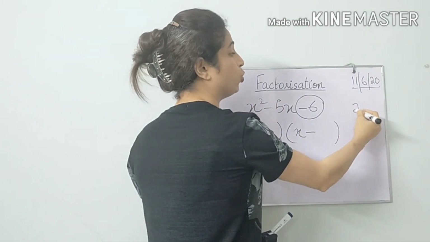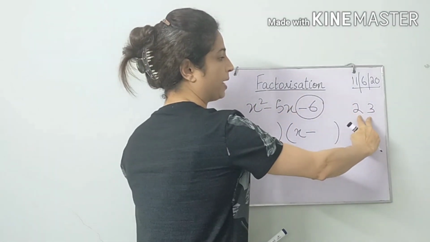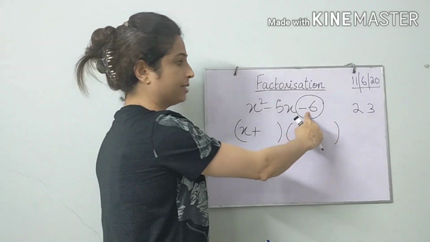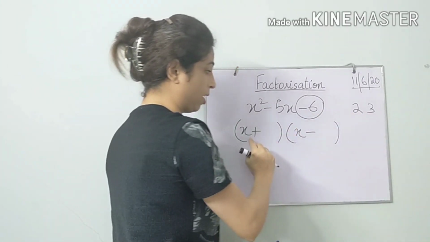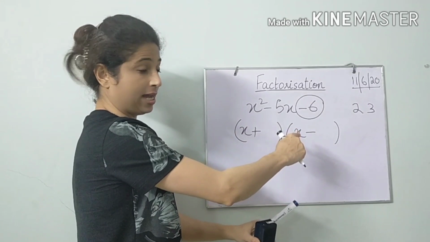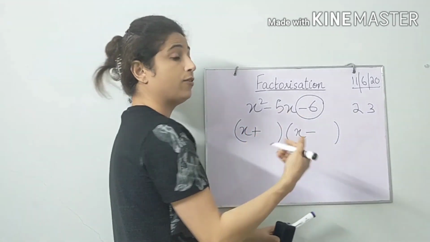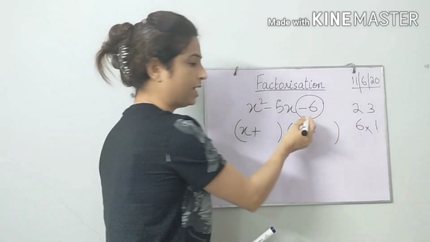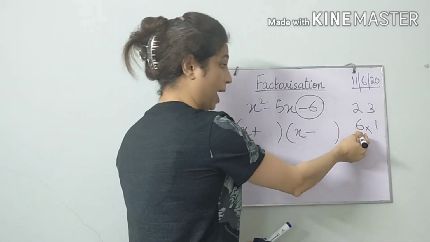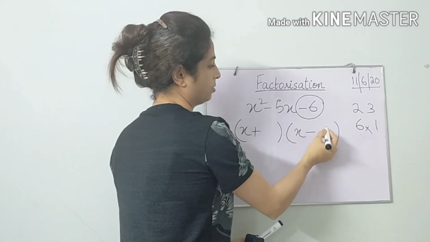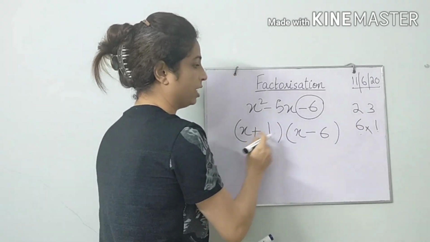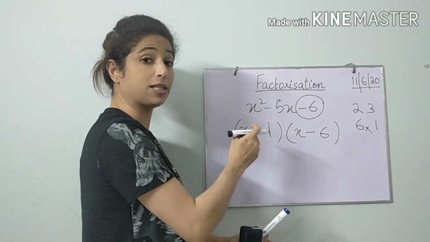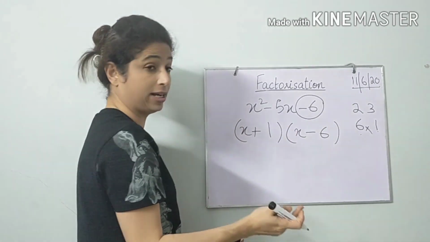So let's say 2 and 3. If we multiply 2 and 3, it is giving us a 6, but when we add them with the help of these signs, it will not give us a 5, right? So we'll have to take another pair of numbers, 6 and 1, multiplied by each other giving us a 6, and if we put 6 here and 1 here, it will give us a 5. Because plus 6 minus 1 is a 5, right?